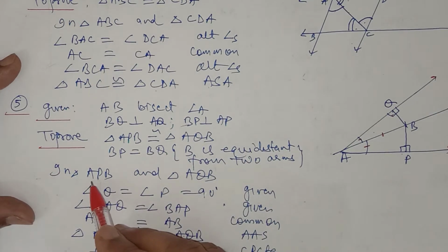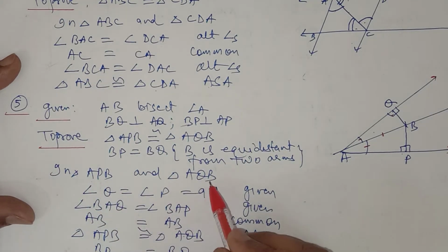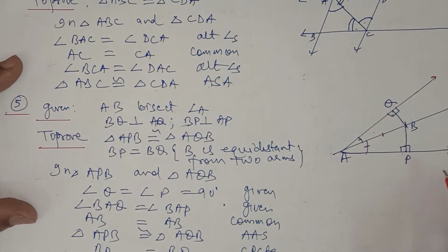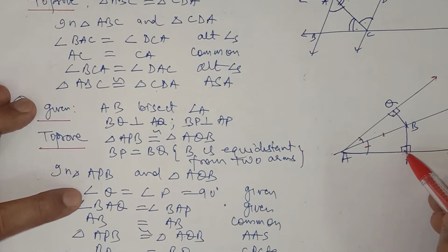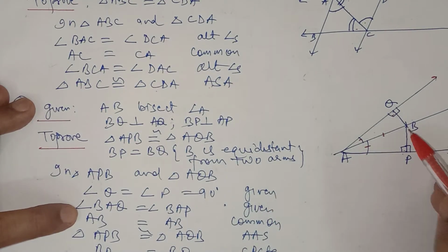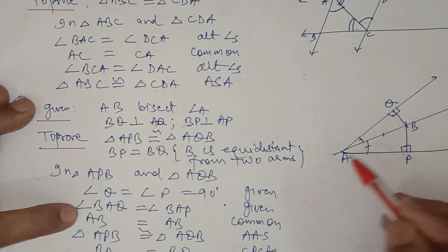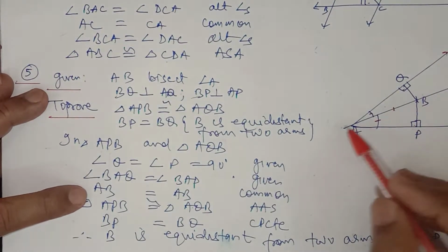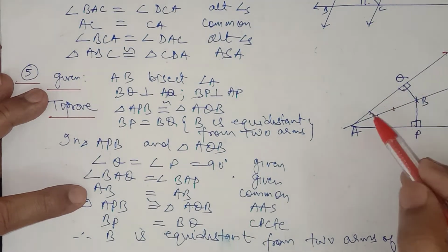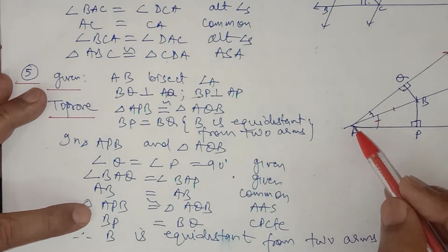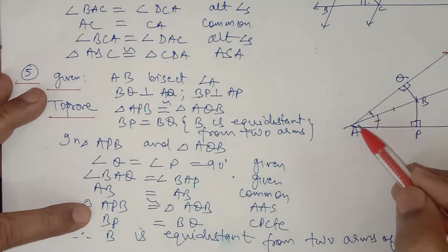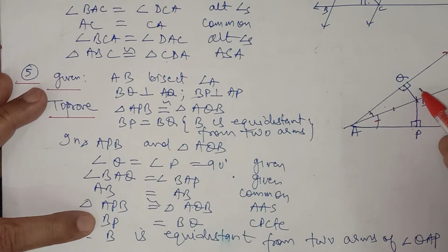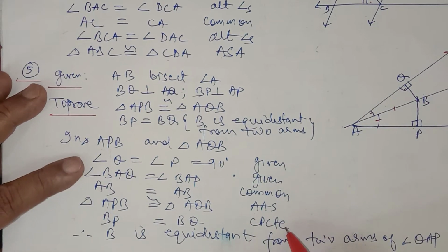So we are proving that triangle APB and triangle AQB, APB and AQB, will be congruent. Angle Q is equal to angle P, these are congruent, it is given. Angle BAQ is equal to angle BAP, it is given that they are the angle bisectors, so they are equal, and AB is common. So by angle side, triangle APB is congruent to AQB, and BP is equal to BQ by corresponding parts of congruent triangles.